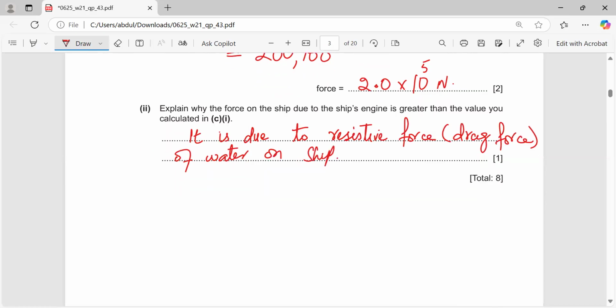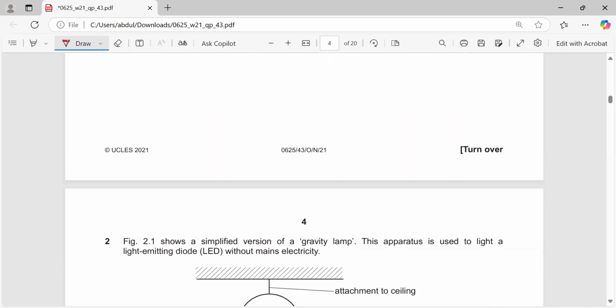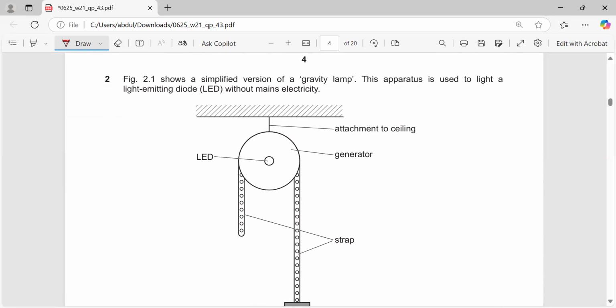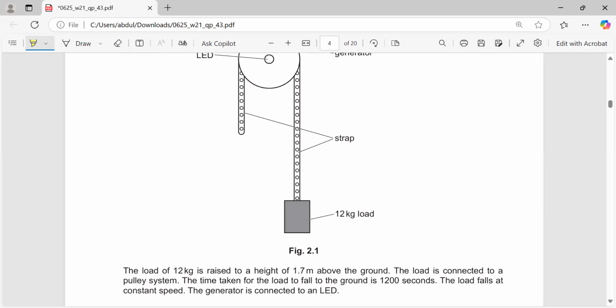Okay, dear friends, let's move forward. Question number 2, that is also a good question. The figure shows the simplified version of a gravity lamp. This apparatus is used to light a light emitting diode without the mains electricity. The LED is there, the generator is there, and this whole system is attached to the ceiling. Strap are there, and 12 kilogram load is there, which is pulling this strap downward.